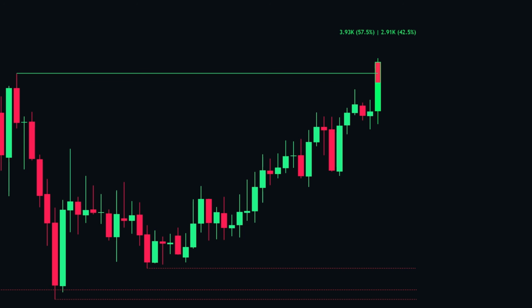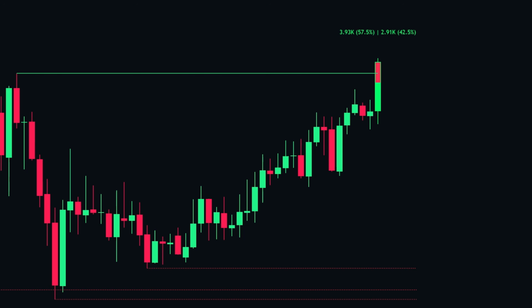The Breakout Volume Delta indicator will also analyze the participation inside that breakout candle. Look at the breakout candle and the volume delta label printed near it. For a strong bullish breakout, the buying volume percentage should clearly dominate the selling volume. This means buyers controlled most of the activity during that breakout candle.